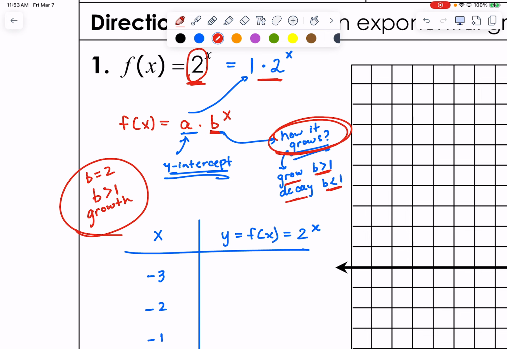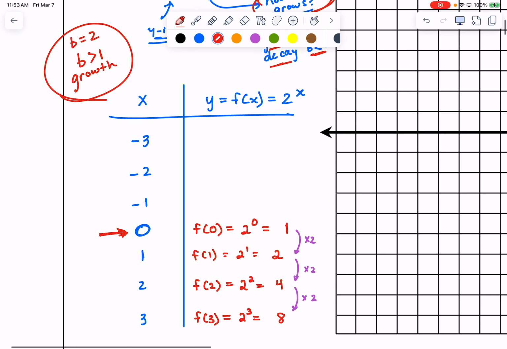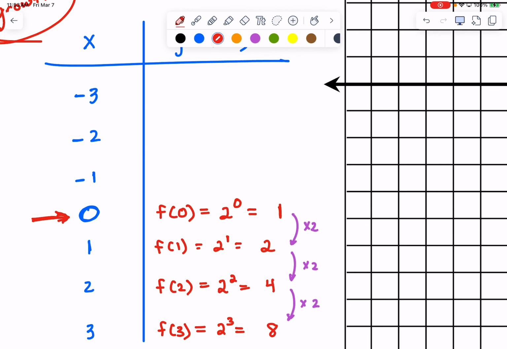Now, I said what we need to do is figure out what this looks like. We know it's growth, but what does that mean? Is it a line? Is it a parabola? It's going to go up somehow, but how does that look? I have a special name for it. I call it the J-curve. So here's what's going to happen. When we plugged in 0 yesterday, what was anything to the 0 power? 1. 2 to the first power was 2. 2 to the second power is 4. 2 to the third power is 8. And what's happening? It's getting doubled.